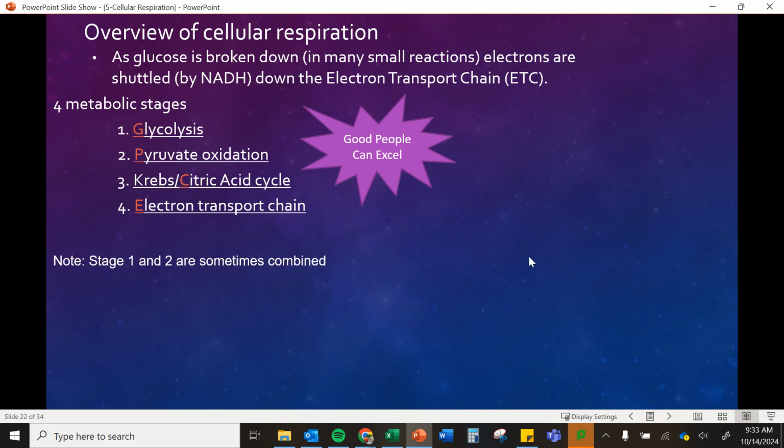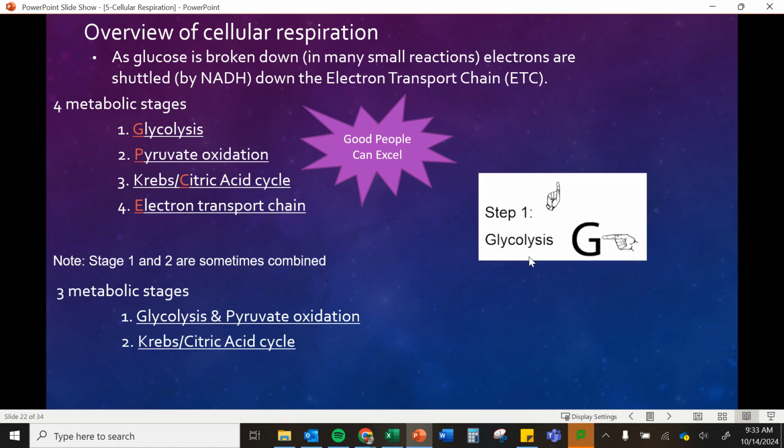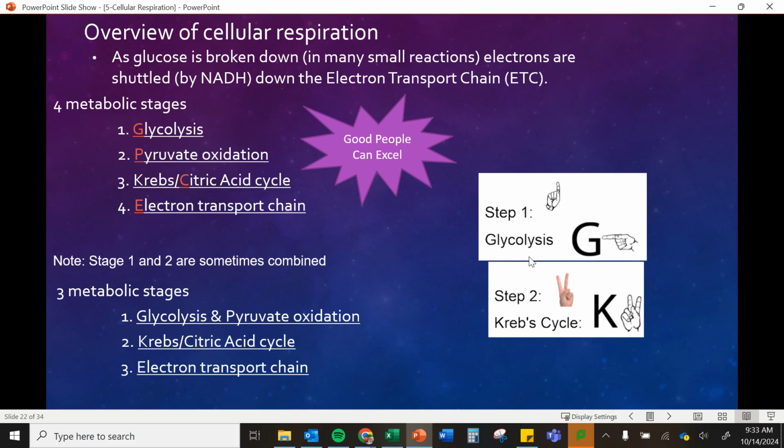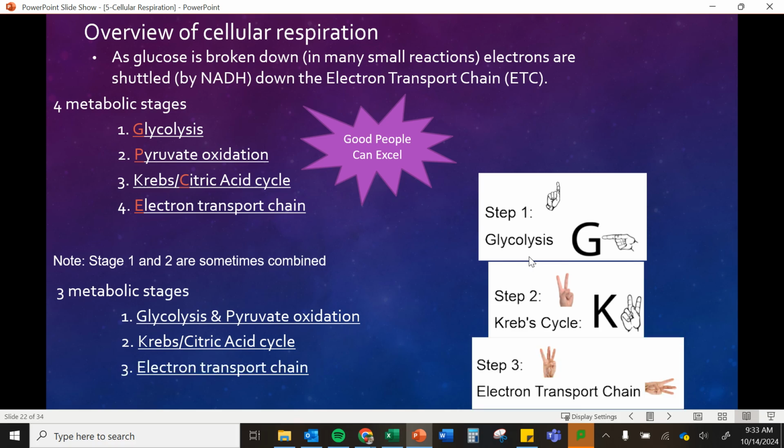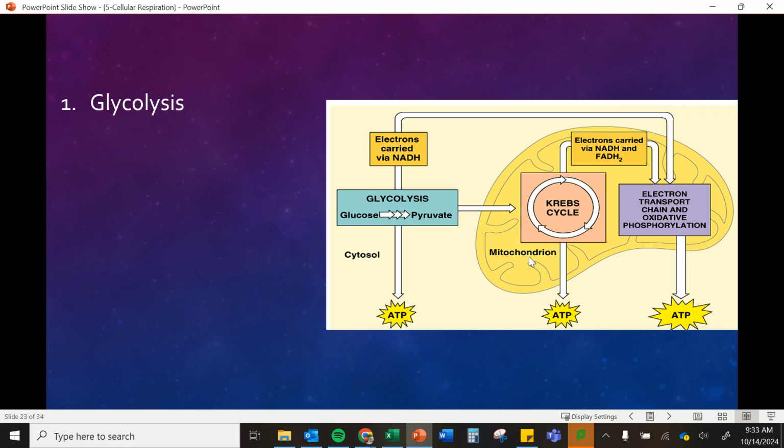Okay, sometimes stage 1 and stage 2 are combined because the pyruvate oxidation happens really quickly after glycolysis. So you can think of it as glycolysis and pyruvate oxidation, the Krebs cycle, step 2, and electron transport chain. I use these hand motions in regular biology to help us remember the steps too. So either one of these ways are ways that you can help remember the steps.